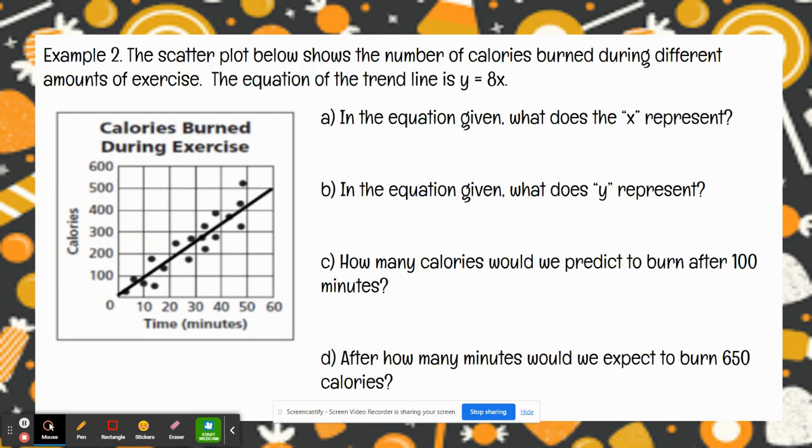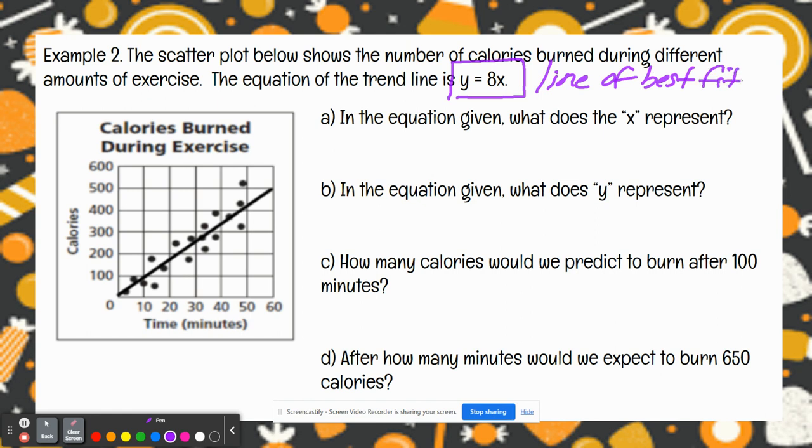Example 2: the scatter plot below shows the number of calories burned during different amounts of exercise. The equation of the trend line is y equals 8x. They gave the trend line, created some points and wrote the equation for you. That's very important because if they have an equation, that's called the line of best fit. That line of best fit is going to help us answer questions when we have to input.